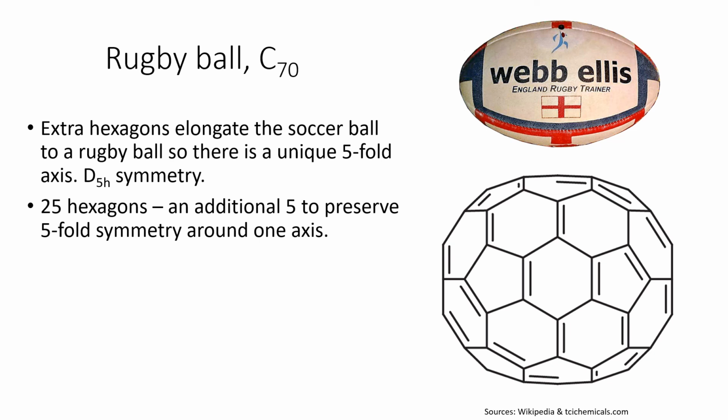Now we have 25 hexagons in the case of the C70. And actually I should have made the point before when we were looking at C60. Obviously it had 12 pentagons. All of these fullerenes, remember, have 12 pentagons. In the case of the Buckminsterfullerene, we had 20 hexagons. And remember we said that that was the smallest number of hexagons you could have, which would separate all the pentagons from touching other pentagons.